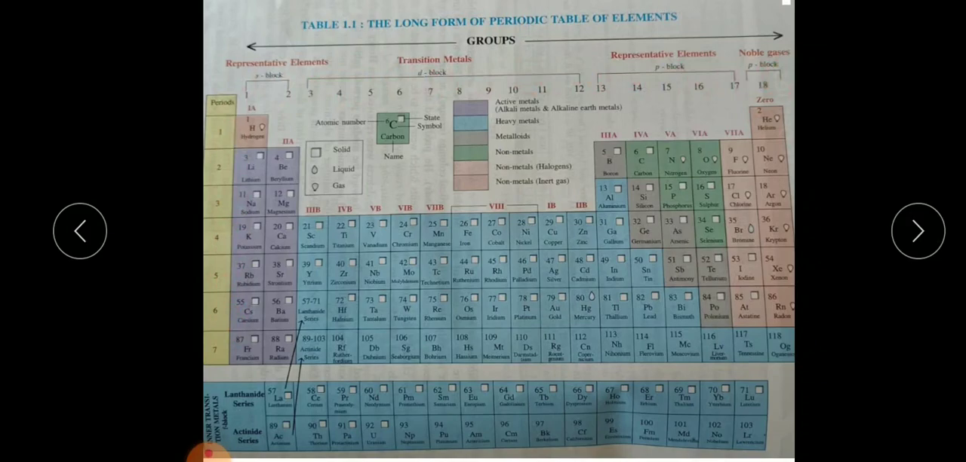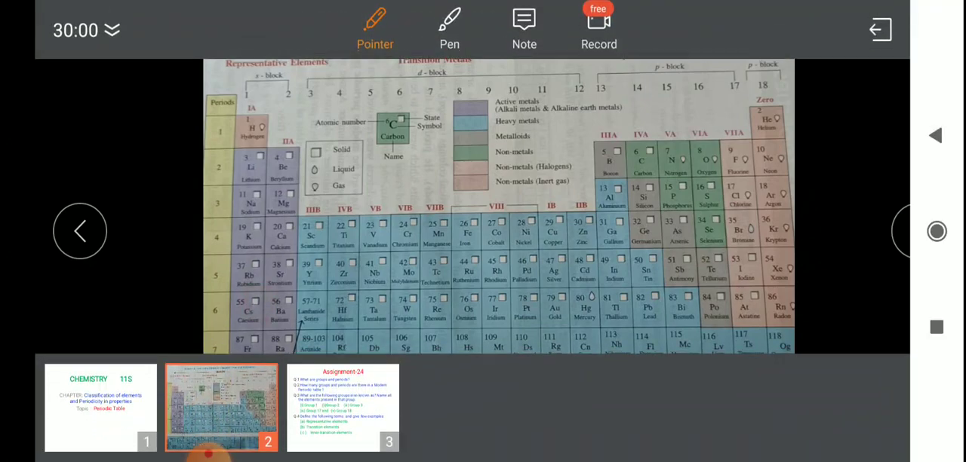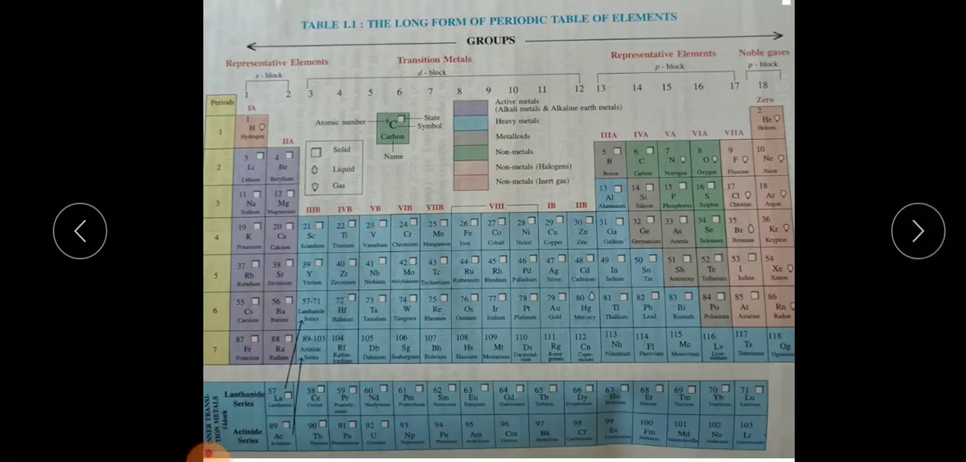Now there are some important groups that we need to know. Say for example group 1, this one. Group 1 is known as alkali metals. The reason is that these metals form alkali or strong bases like sodium hydroxide, potassium hydroxide. So they are called alkali metals. Starting with lithium, sodium, potassium, rubidium, cesium and francium, they are known as alkali metals.